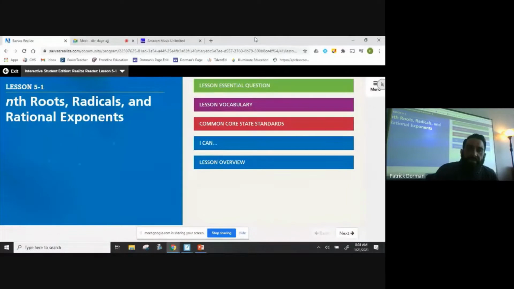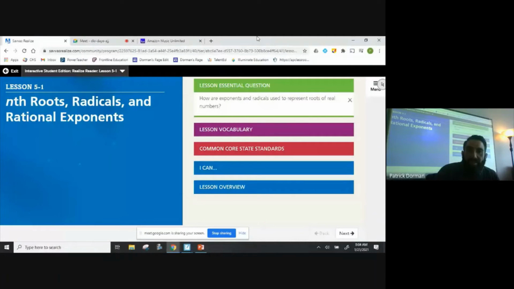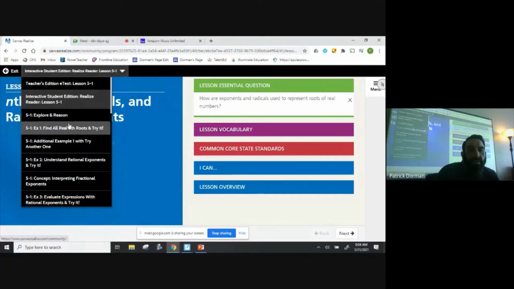All right, so our essential question: how are exponents and radicals used to represent roots of real numbers? We're going to answer that question right now, starting with example number 1.